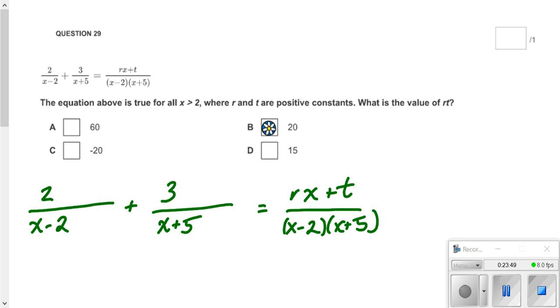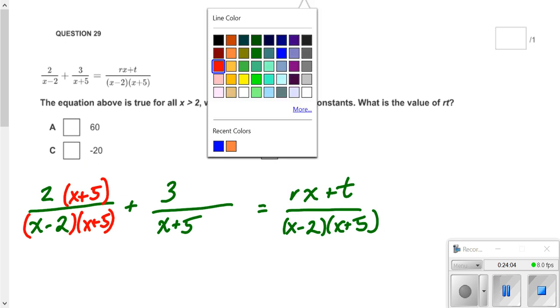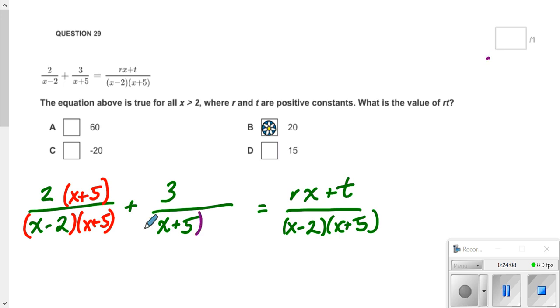Okay, and in order to get that denominator that's over here on the right, my first fraction is missing x plus 5. So I'm multiplying by x plus 5 over x plus 5. That's legal. That's like multiplying by 1. You can multiply by 1. That doesn't change the value. Over here, I'm going to multiply by x minus 2. I'm trying to get that denominator that I have over here. And if I multiply by something that's equal to 1, that's legal.